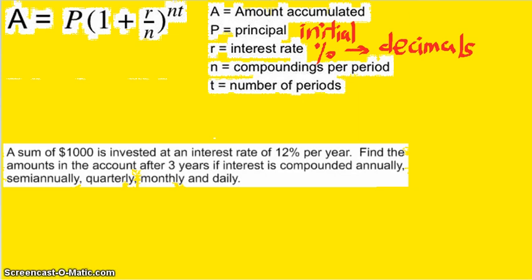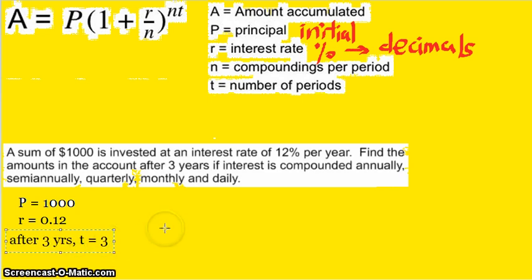My P in this case would be 1,000, because that's what I'm starting with. My interest rate is 12% per year, so remember to change that to decimals. I have 0.12. And then they're asking how much we have after 3 years, so t is equal to 3.